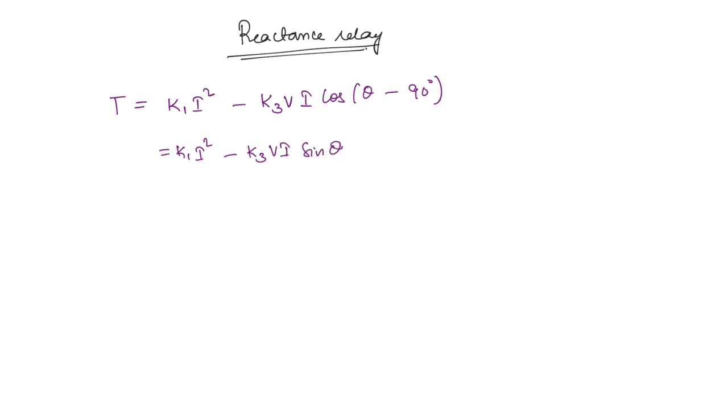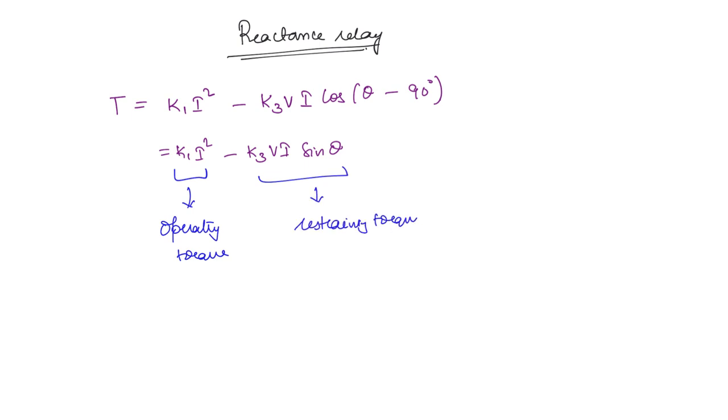So what is going to happen here? The operating torque is going to be provided by the current, while the restraining torque is going to be provided by the directional unit. Minus K3 VI cos(theta minus tau), where you design tau to be 90 degrees. So you're going to get K1 I squared minus K3 VI sin theta. The first term is providing the operating torque, whereas the directional unit is providing the restraining torque.